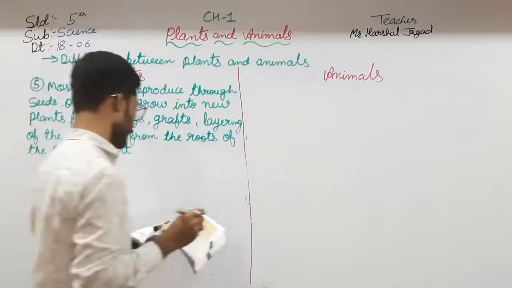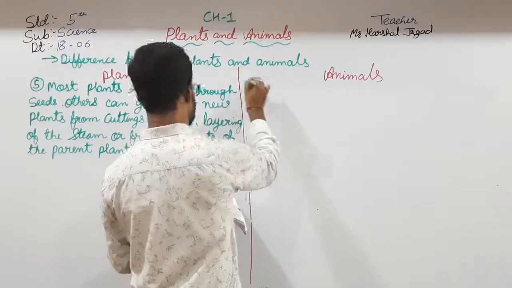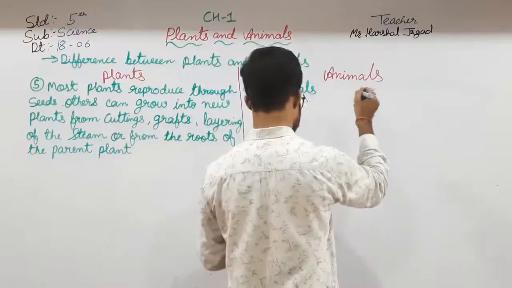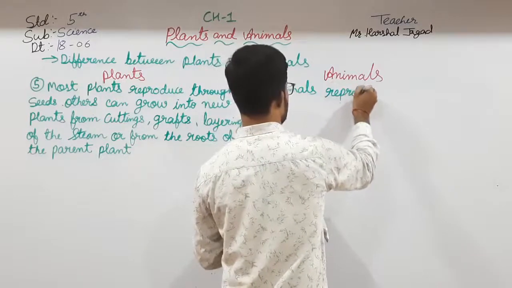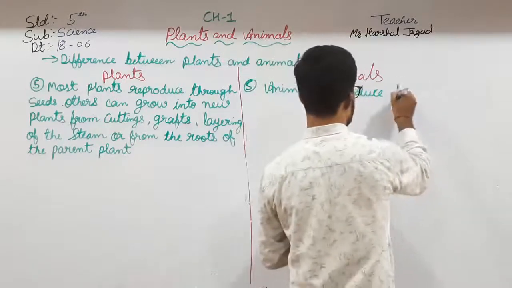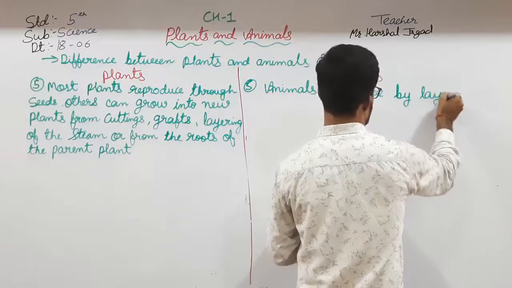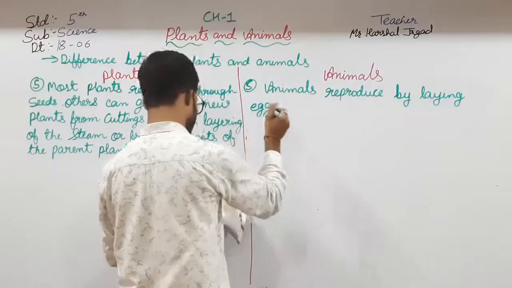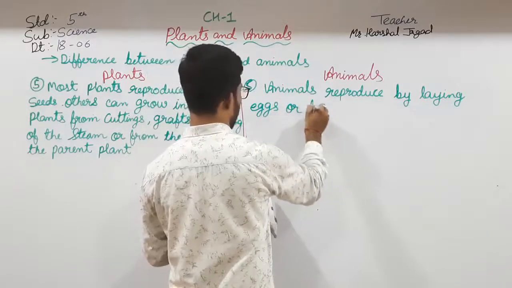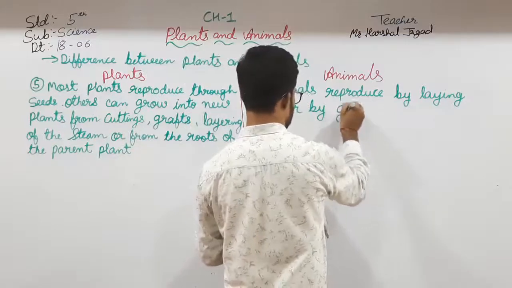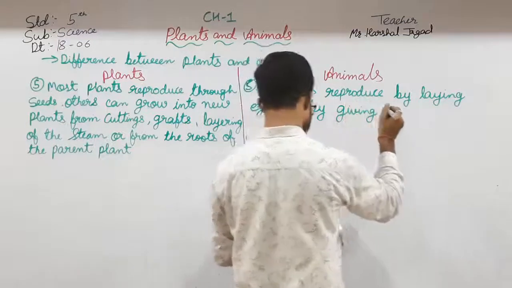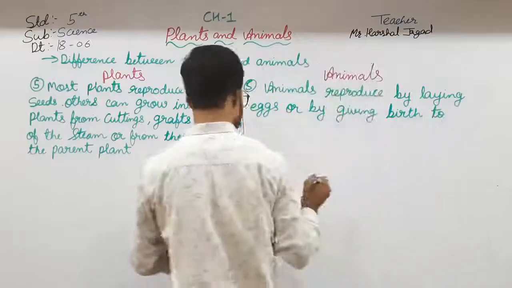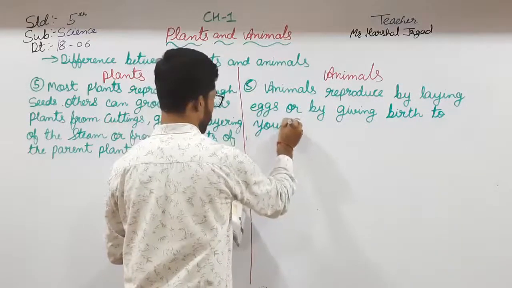Then after, here in the animals, that is, animals reproduce by laying eggs or by giving birth to young ones.